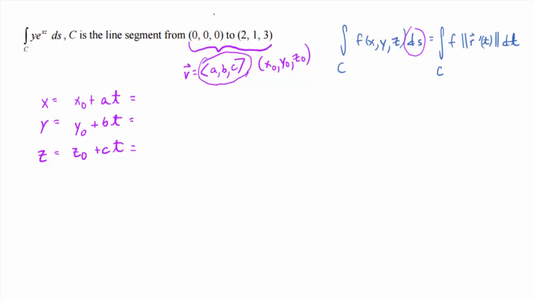What's the direction vector? 2, 1, 3, yeah. Because remember, if you think of 2, 1, 3 as your tip and 0, 0, 0 as your tail, tip minus tail, 2, 1, 3, right? And then what point are you going to pick as your x naught, y naught, z naught? 0, 0, 0, yeah.